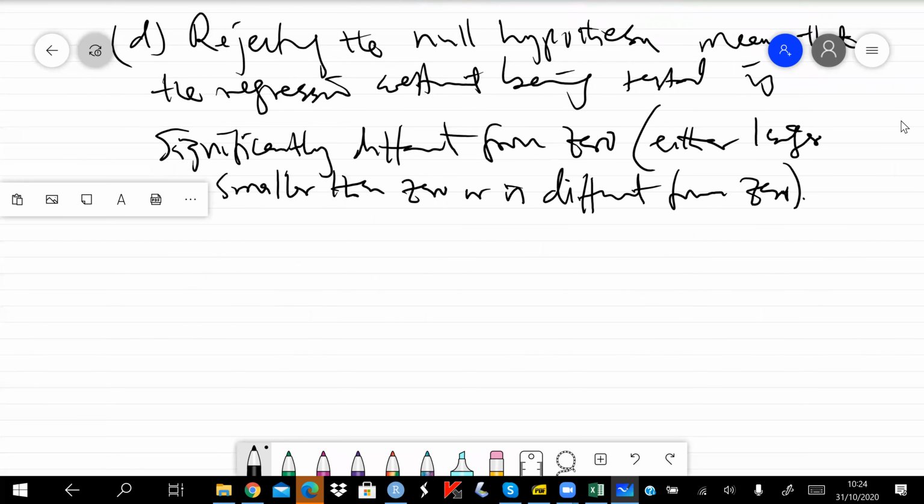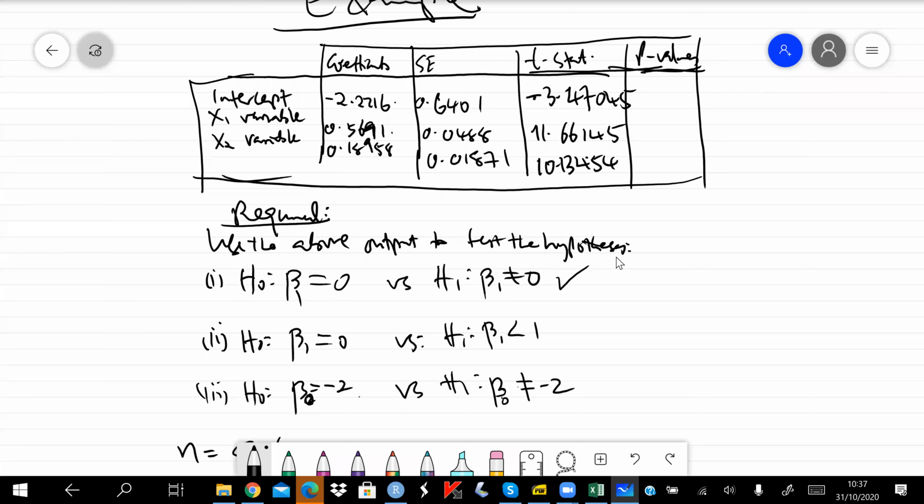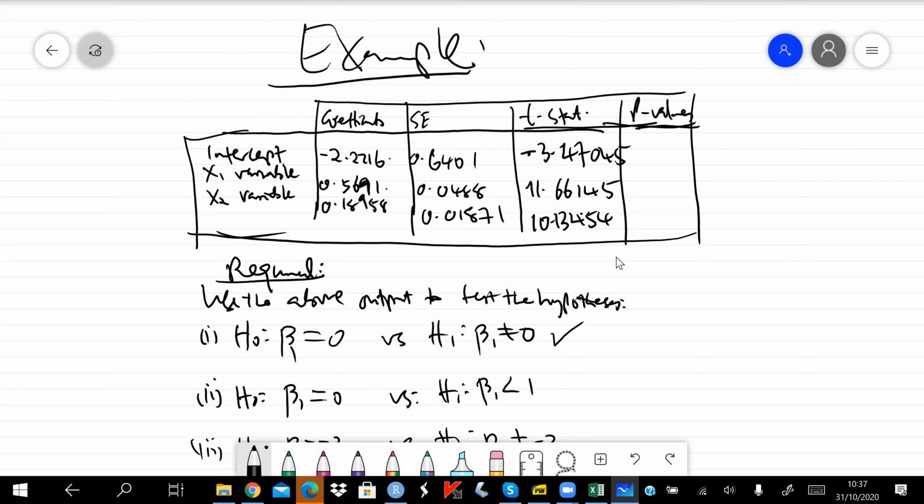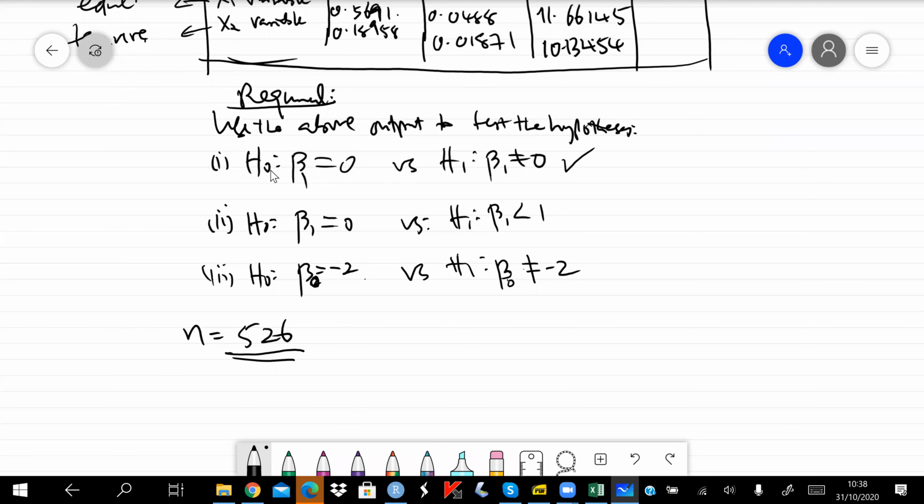So let's have a practical example. Let's consider this example. This example is coming from the wages data. We are going to fit a multiple linear regression of the wages on the education and the tenure of service. So X1 and X2. X1 here is the variable education, the number of years in education, and this is the tenure. Then our Y is the wages. The number of observations N is 526.